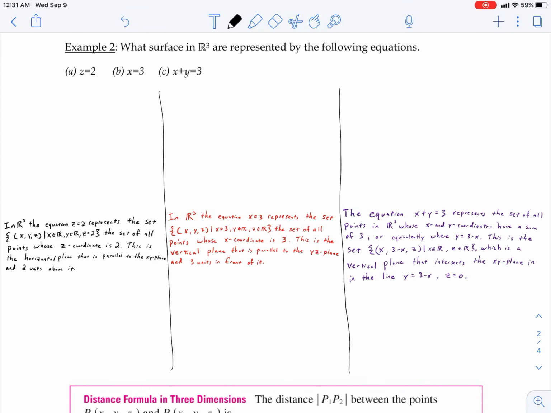Welcome to page 2 of the three-dimensional coordinate system, and what we're going to focus on right now is what surfaces look like. So we have equations, and we're going to be able to create a surface in the three-dimensional coordinate system just based off of the variables that are given, just based off the equation. I'm going to show you what the following equations are going to give us in the three-dimensional coordinate system. So we're going to start off with z equals 2.